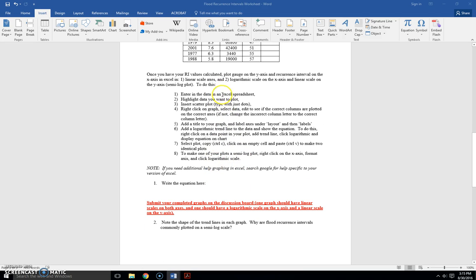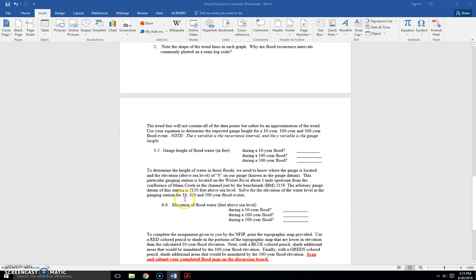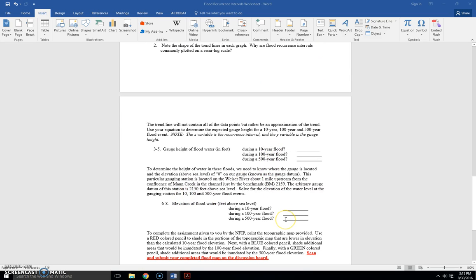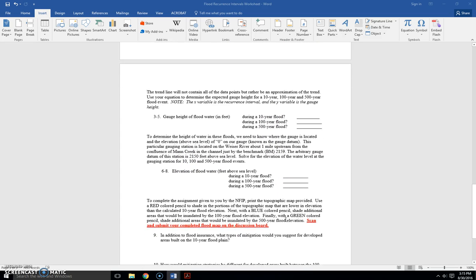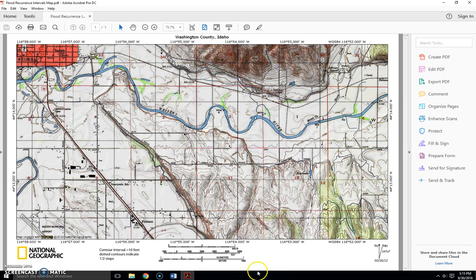And then after you graph this, there's the equation that you'll need to use to answer these questions here. Then these questions you use to make a flood map. So here we go. To complete the assignment given to you by NFIP, print the topographic map provided. That map looks like this.